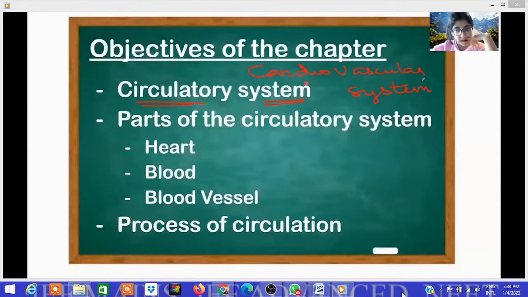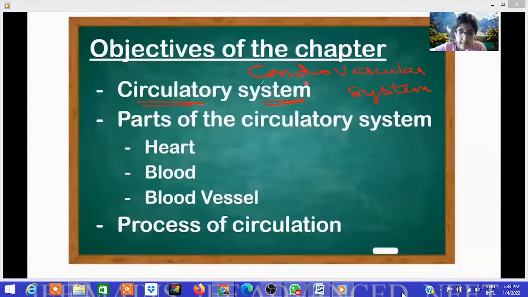I'm going to tell you what is circulatory system, and before that let us understand what is the other name of the circulatory system. Okay, what is another name of circulatory system, Arna? Vascular system. Yes, cardiovascular system. Okay, so we are done with this.